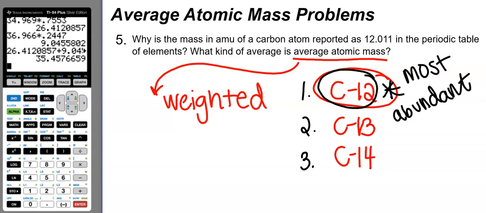Carbon 12 has the greatest percent abundance, and therefore the mass is very, very close to 12, even though there are other isotopes of carbon. And that all comes back to that weighted average, the idea that each isotope's mass does not count equally. It is weighted based on its percent abundance.